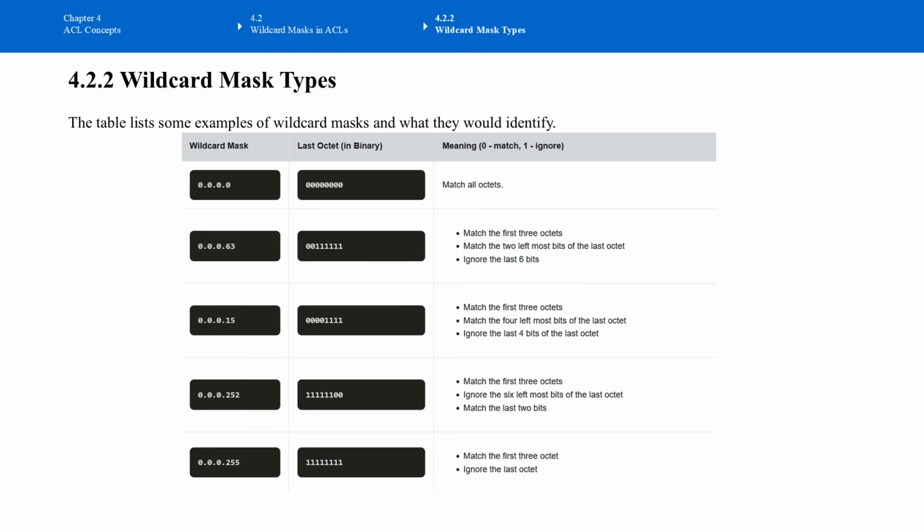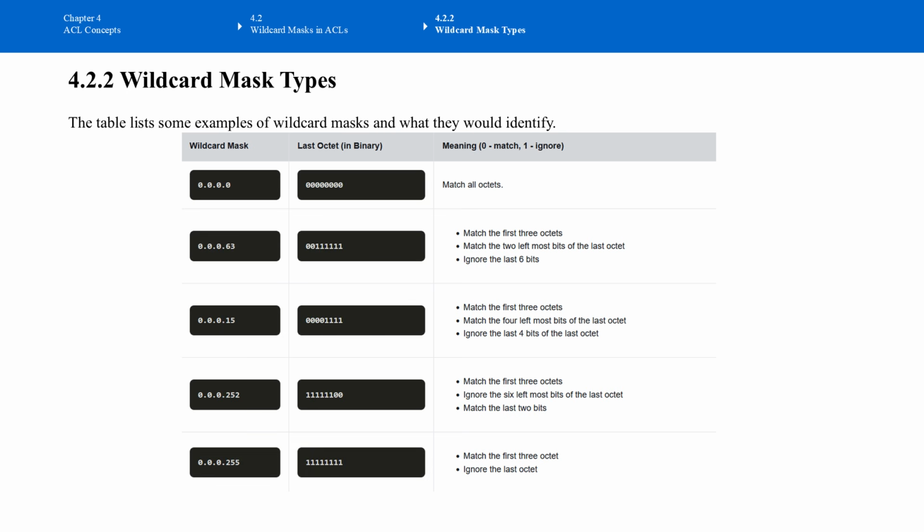The fourth example, we have 0.0.0.252. If we convert that 252 to binary, we get 11111100. The meaning here is to match the first 3 octets, ignore the 6 leftmost bits of the last octet, and match the last 2 bits.